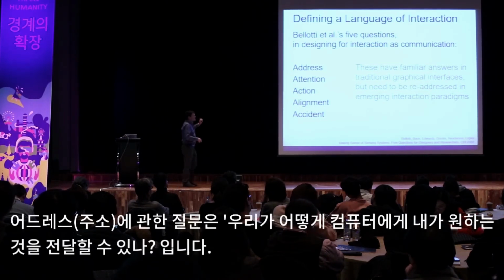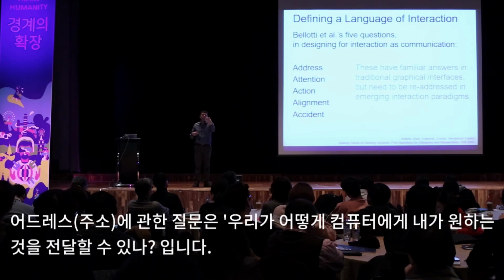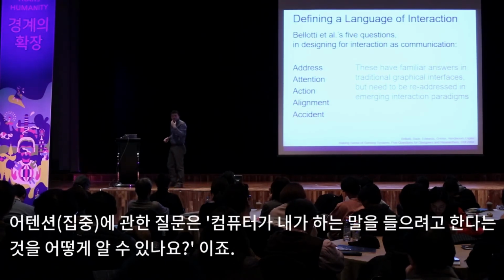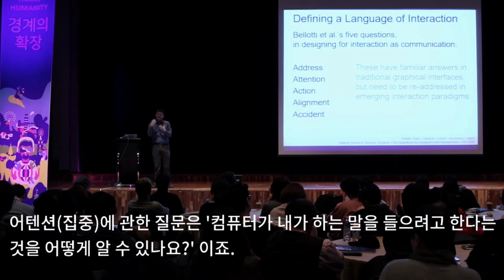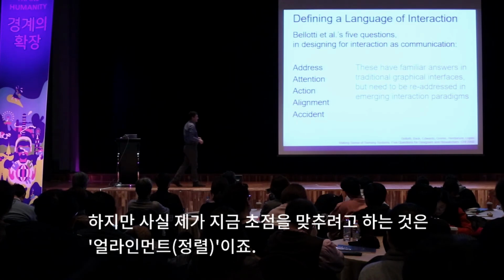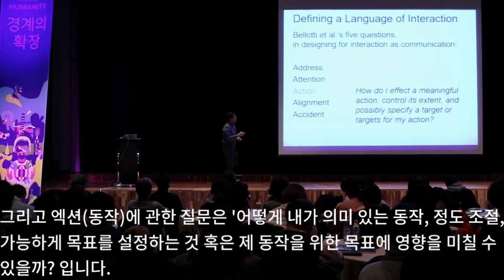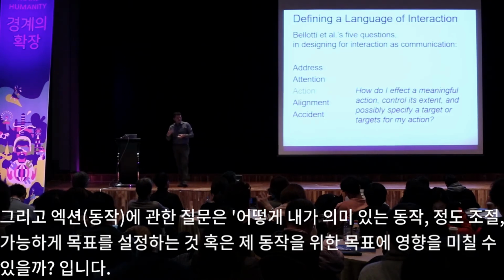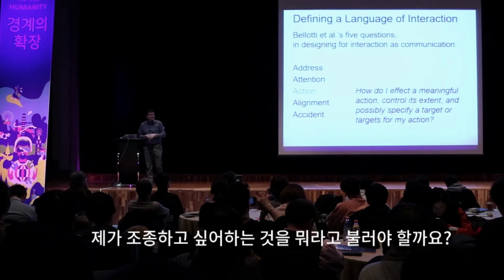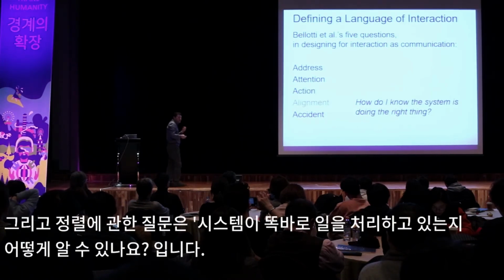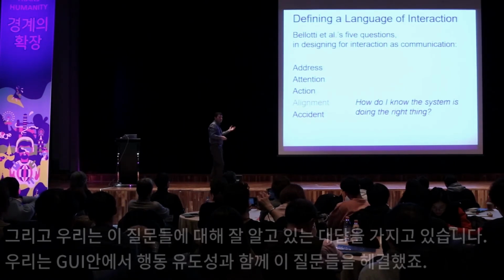So the address question is, how do I tell the computer that I want to talk to it, that I want to interact with it? Right? Attention is, how do I know that the computer is attending to me, that it's listening now? Right? But the two that I'm going to focus on are action and alignment. And so action is, how do I affect a meaningful action, control its extent, and possibly specify a target or targets for my action? How do I say what it is that I want to manipulate? Right? And then alignment is, how do I know the system is doing the right thing?